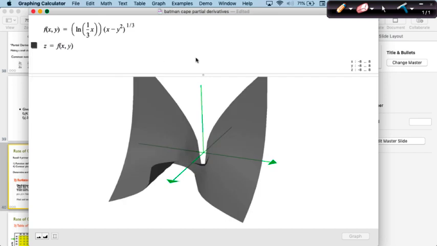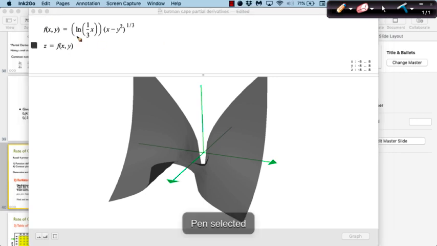So here's this function, ln of 1/3 x times x minus y squared to the 1/3. Again, let's practice finding the partial with respect to x and the partial with respect to y. I have natural log, so this is a function of x if I'm doing partial with respect to x. This first function is a function of x, and this second function is a function of x. Therefore, to get the partial with respect to x, I'll need product rule, right?